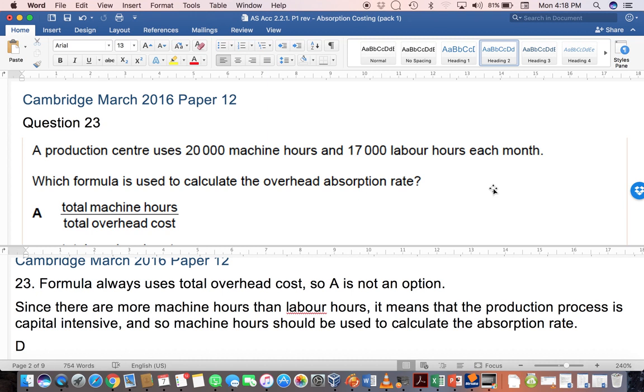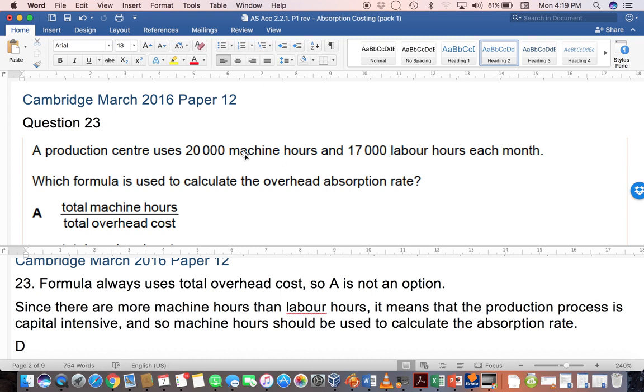A production center uses 20,000 machine hours and 17,000 labor hours each month. Which formula is used to calculate the overhead absorption rate? Now remember that the absorption rate can be calculated based on a number of different criteria depending on what best suits your business. If you are looking at the machine hours, you would say the overheads divided by the machine hours. If you were to use the labor hours, you would say the overheads divided by the labor hours. However, in this case, you are given both.